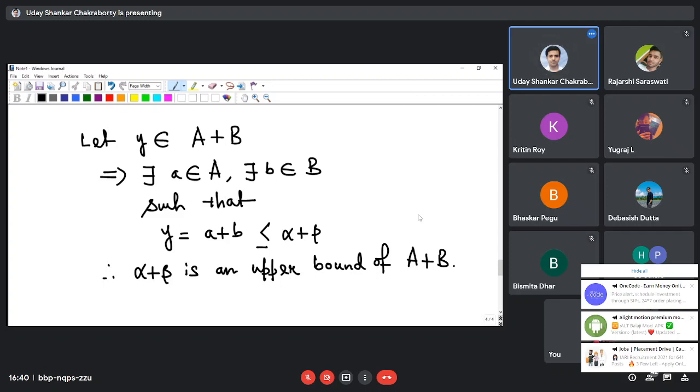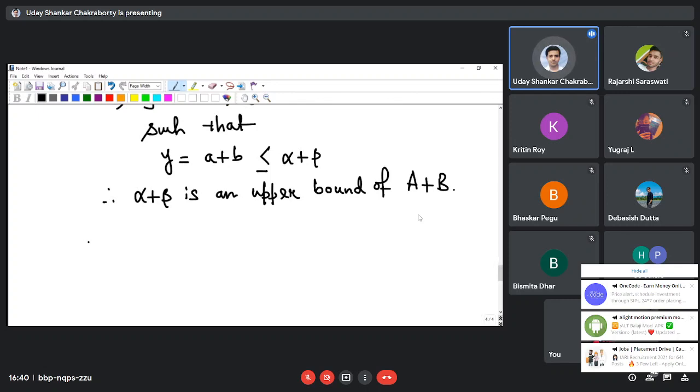Okay. Next, suppose A is a non-empty subset of R.